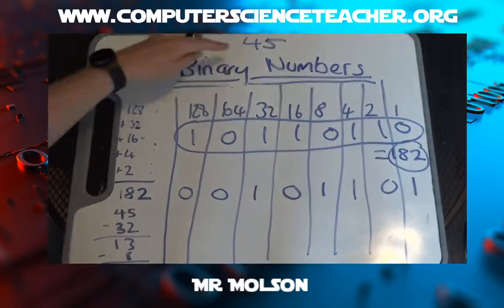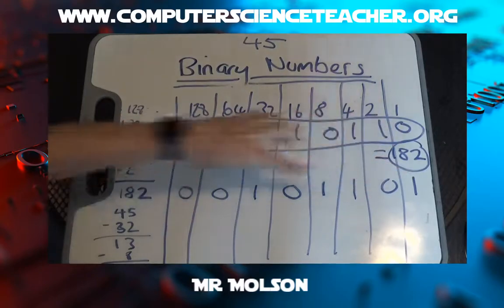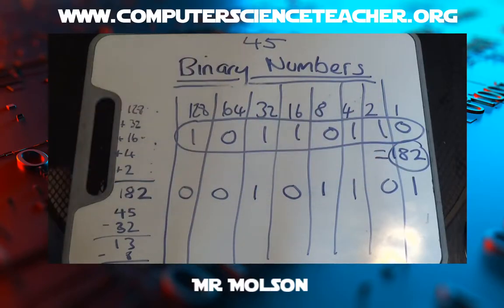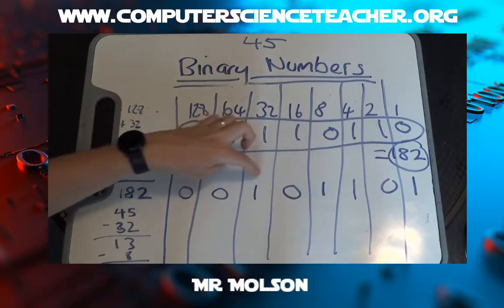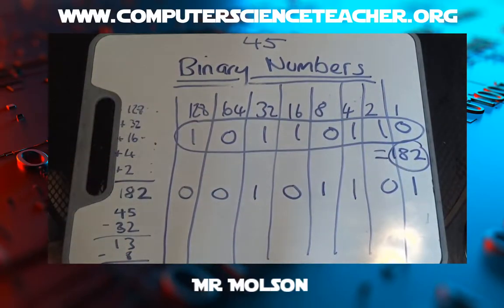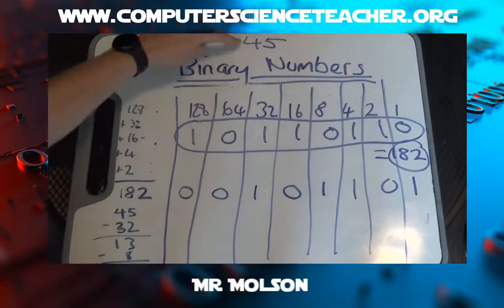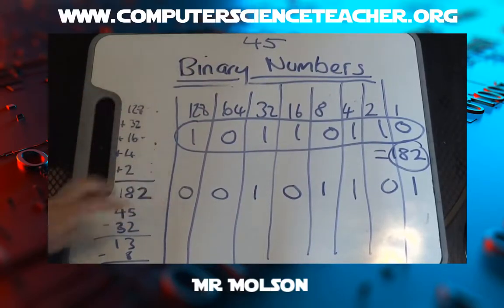So 45 in 8-bit binary, and this is specifically in 8-bit binary, would be 0, 0, 1, 0, 1, 1, 0, 1. So that was a quick video just to remind you how to convert binary numbers into decimal and decimal numbers into binary. I hope you found this useful.